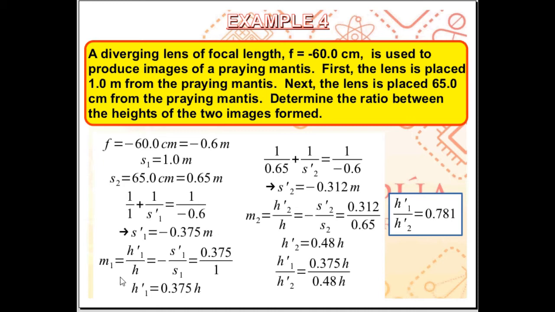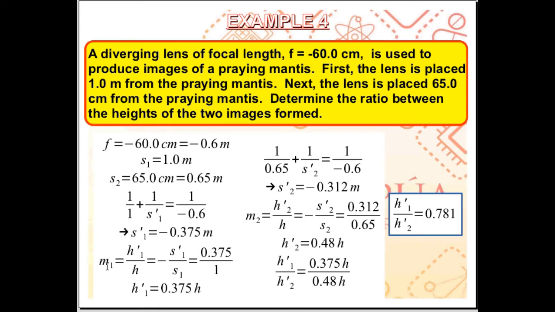Using now the equation for magnification, M1 is equal to H1 prime over H. There's only one object, so H1 is equal to H2, might as well just use H. M1 is also equal to negative S1 prime over S1. We know S1 prime. We know S1. We can calculate the lateral magnification M1: 0.375 divided by 1, or simply 0.375.